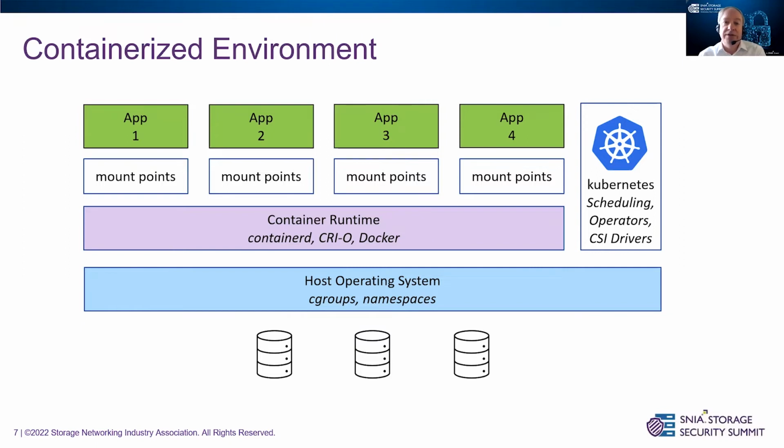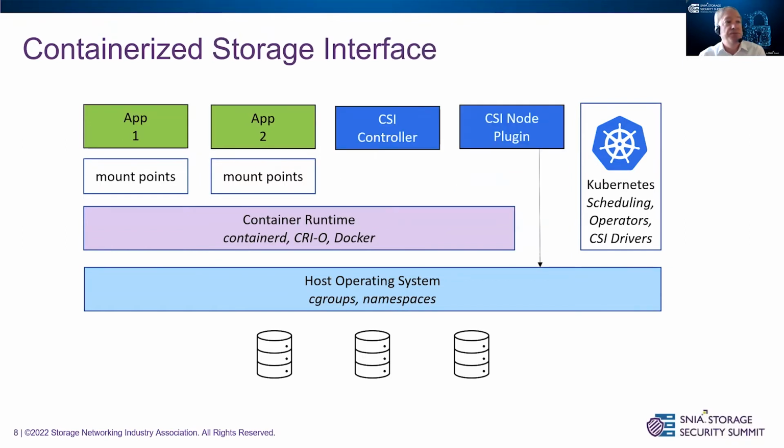CSI drivers implement the container storage interface and provide access to persistent data. These are storage vendor specific. They consist of a CSI controller, which is responsible for coordinating storage requests within the cluster, and a CSI node plugin, which runs on every node as a privileged container. When an application is started, the node plugin creates mount points for persistent data. Access protections are implemented using C groups and namespaces. Note that the attack surface is larger when using Kubernetes because of the extra layers of software that have been introduced.